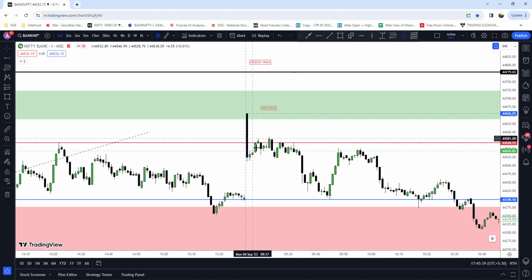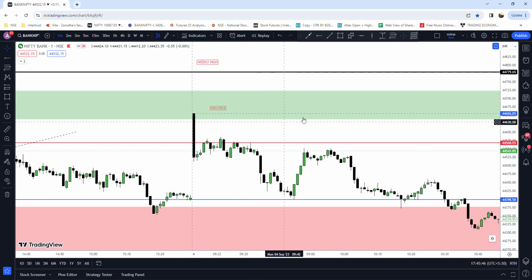The way it crashed down from here. Look at this reaction. Price can hit this, boom, crash down. It will not give you time to get out. Okay, so I will not take any risk in going long over here.